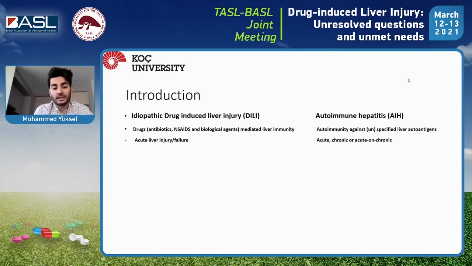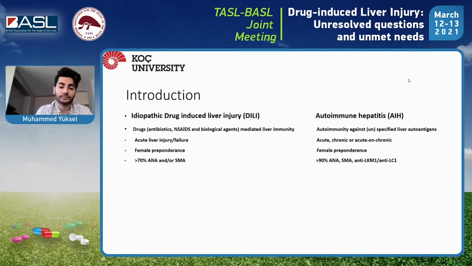DILI can present as an acute liver injury or failure, whereas autoimmune hepatitis can be acute, chronic, or acute on chronic. In both conditions, females are predisposed to get this disease, and the vast majority of both conditions will have autoantibodies in their serum. And in autoimmune hepatitis, again, most of the patients will have higher IgG levels, whereas DILI patients may have higher IgG levels in up to 50% of cases.